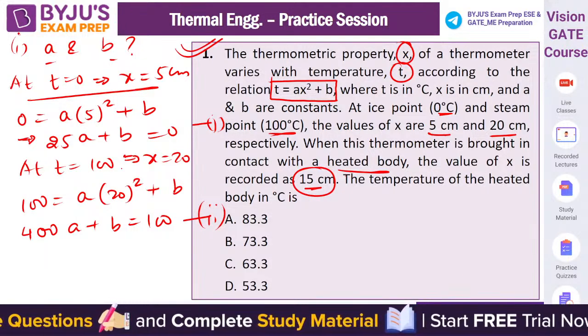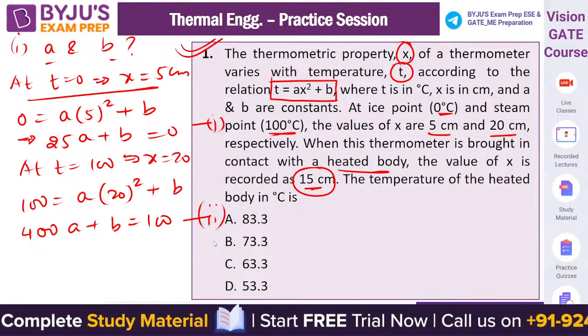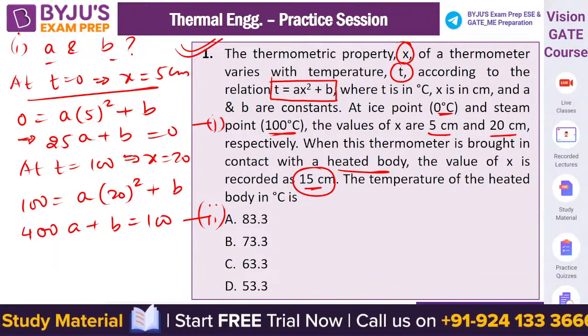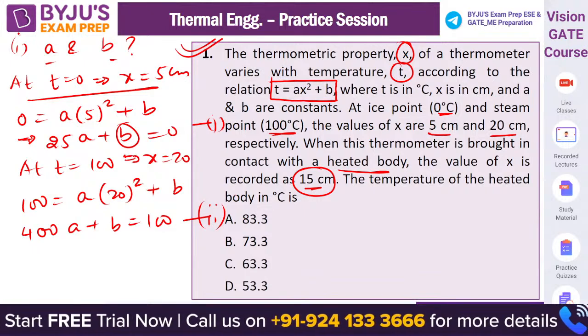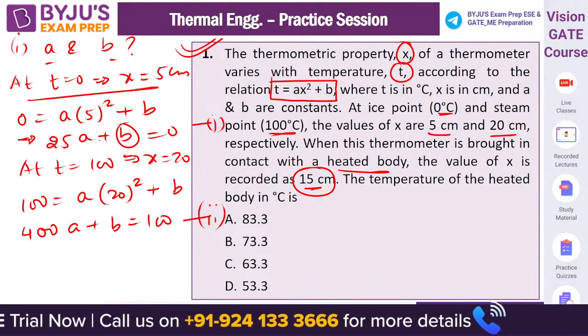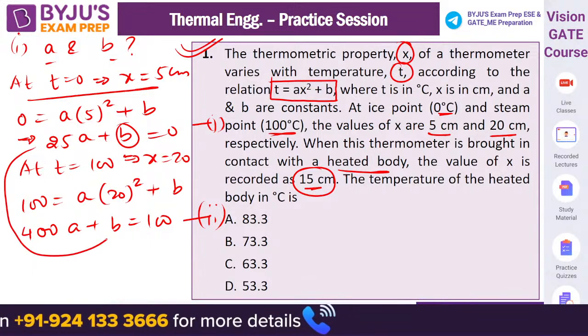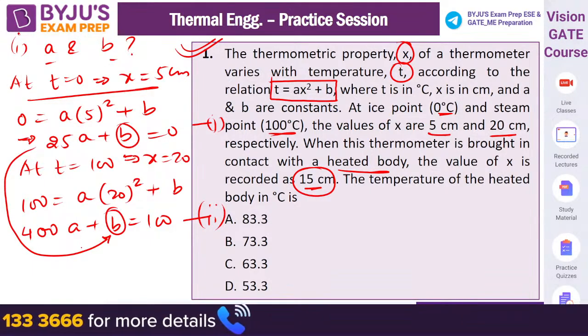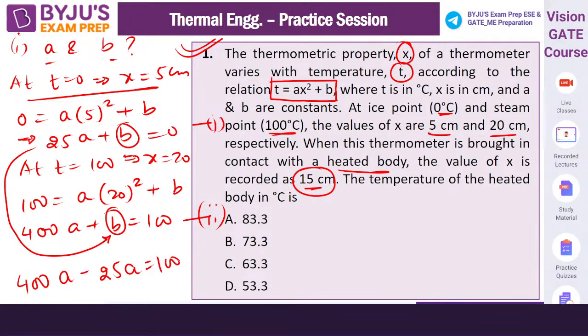From equation number 1 and 2, can you solve A and B? Yes, can you guys find out A and B? From here B can be written as minus 25A. Put the value here, B is equal to minus 25A. So 400A minus 25A is equal to 100.